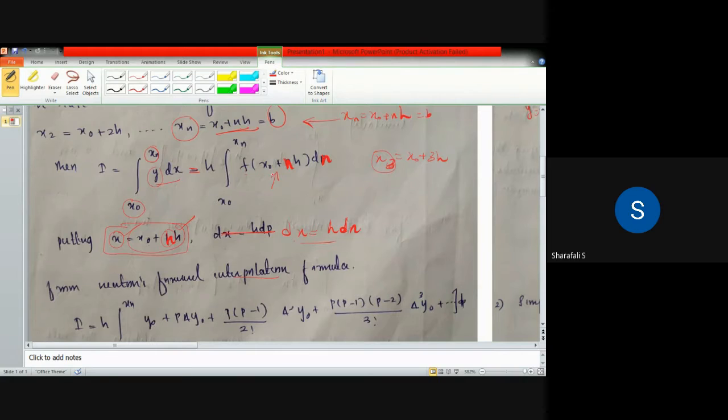So if I replace x with x0 plus nh, then I can replace this y dx with f of x0 plus nh dn, and h I can take outside. That is, h dn is equal to dx. So this dx will be replaced with h dn. So that h is coming outside, and here we are having dn.